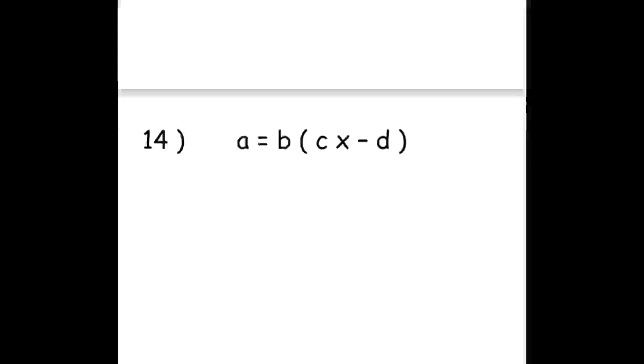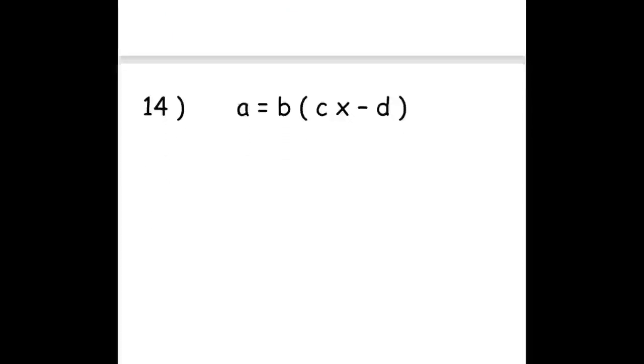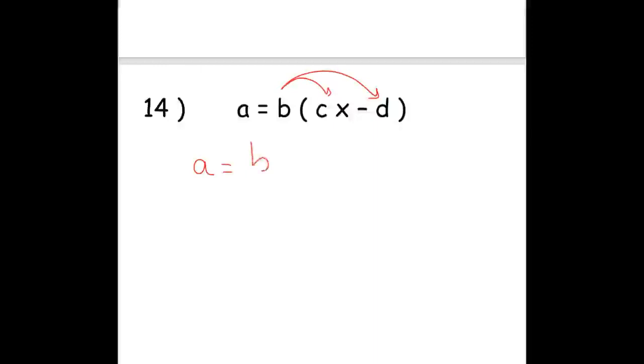Okay, let's see another example. Also here, I will distribute it. So a will be equal to bcx minus bd. Here I have this friend of x. So this is a visitor. So I will add bd to both sides.